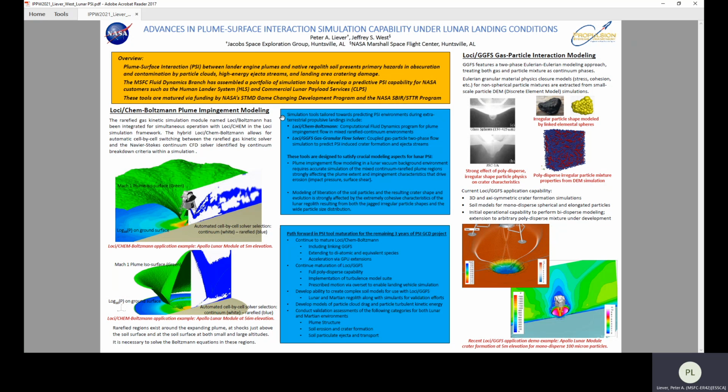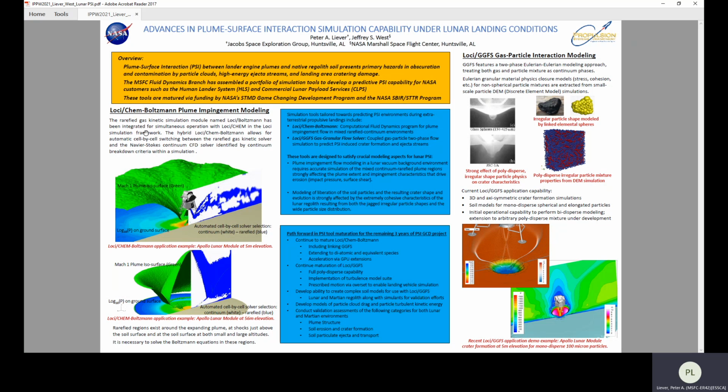Plume impingement flow modeling in the lunar vacuum background requires a mixed continuum rarefied simulation capability for various plume regions, which strongly affect the resulting plume extent and impingement characteristics which drive erosion. Modeling of the liberation of soil particles is strongly affected by the extremely cohesive characteristics of the actual lunar regolith particles, which are very jagged and irregular and have a wide range of particle sizes. These capabilities have been implemented recently, and the status is presented here.